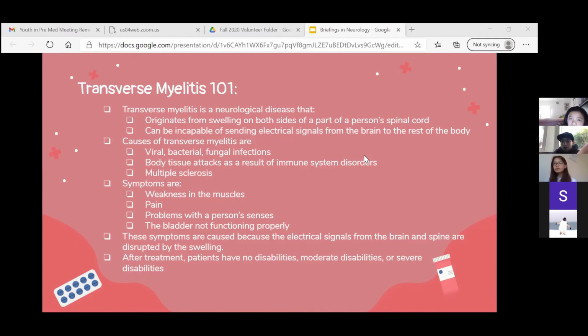Symptoms can be weakness in the muscles, shooting pains up a person's arms and legs, problems with senses, or the bladder not functioning properly. The symptoms are caused by the spine's inability to send the electrical signals from the brain to the rest of the body. Treatment consists of therapy and medications, and afterwards, patients may have no disabilities, moderate disabilities, or even severe disabilities.